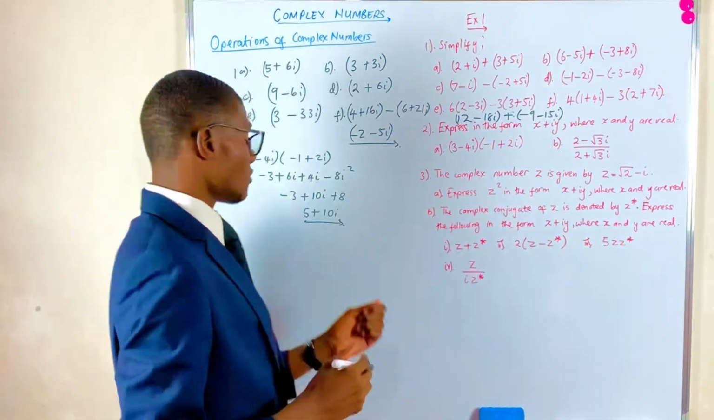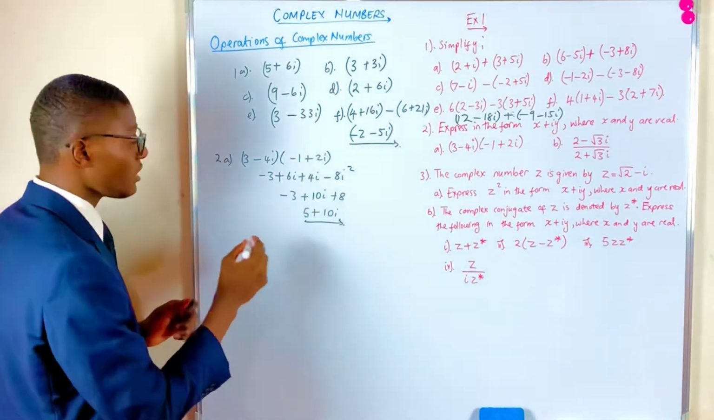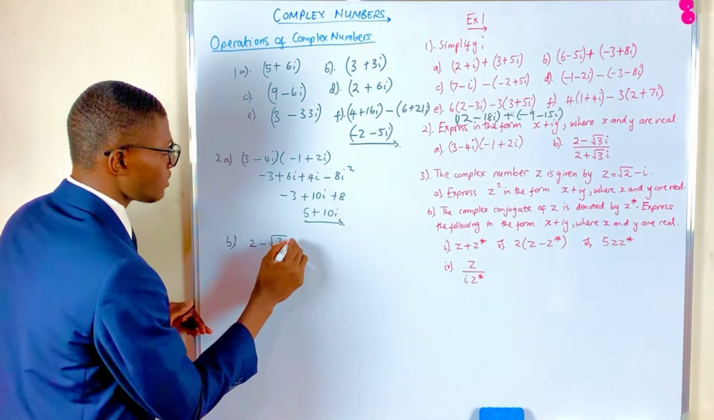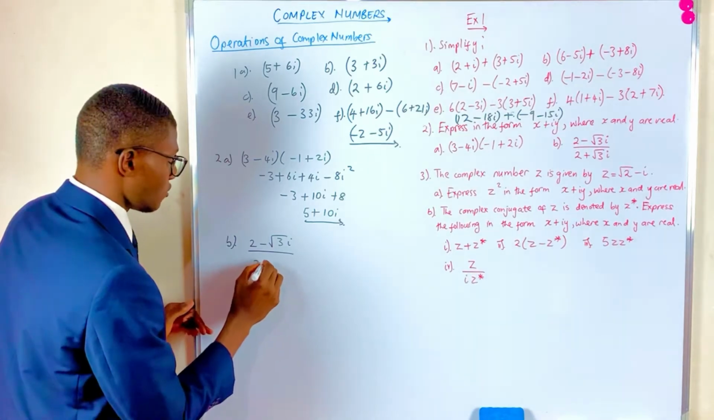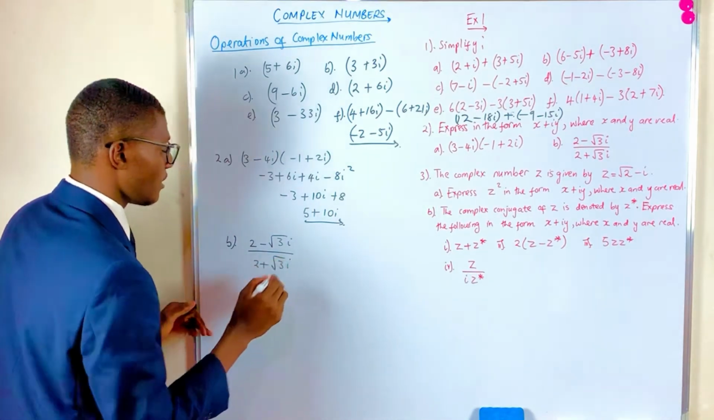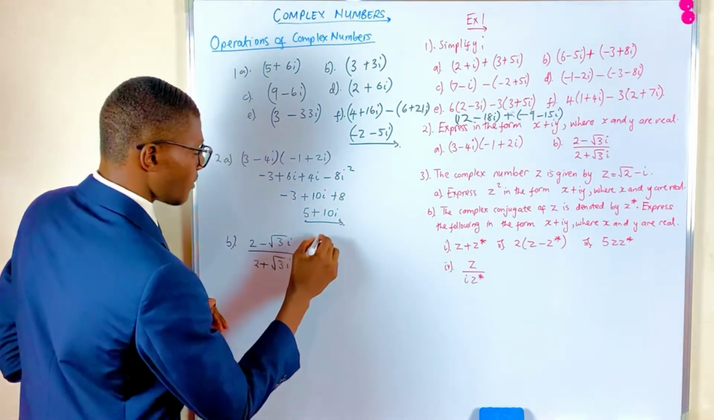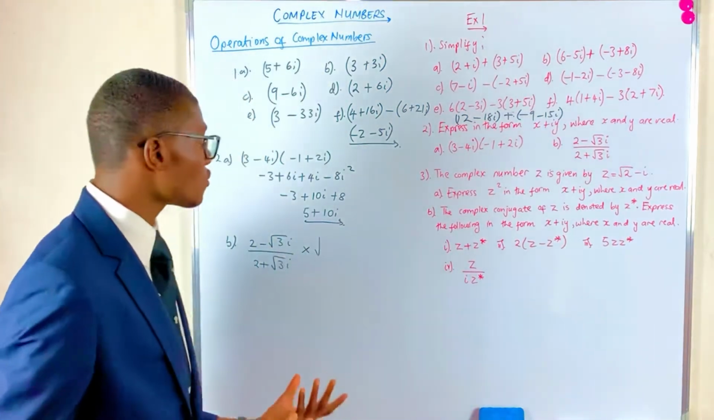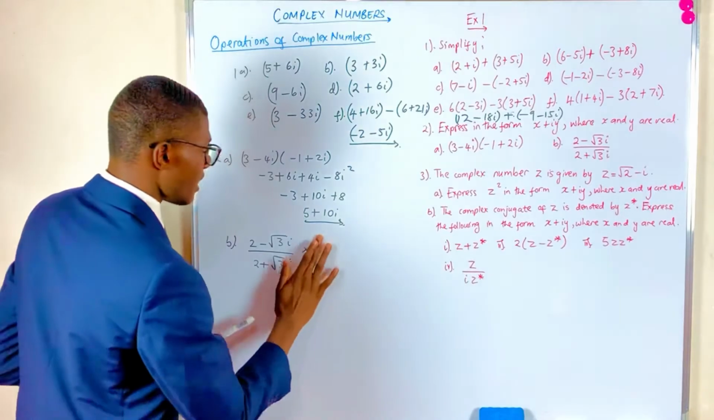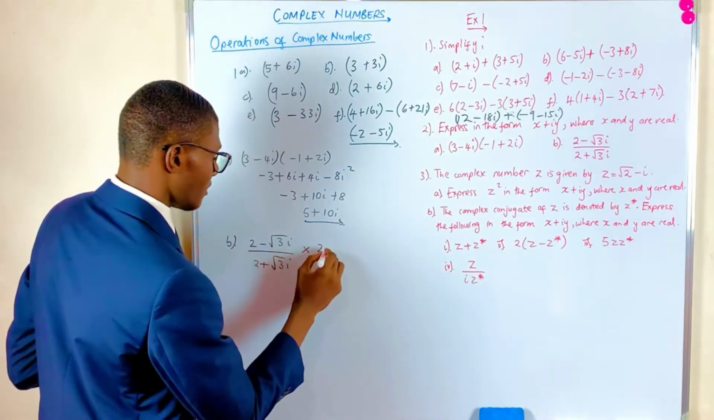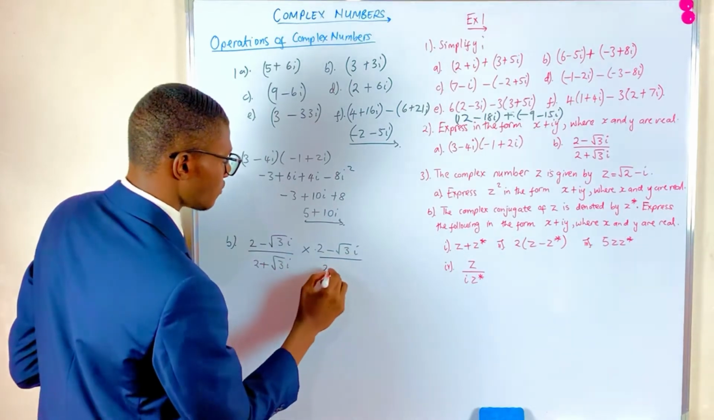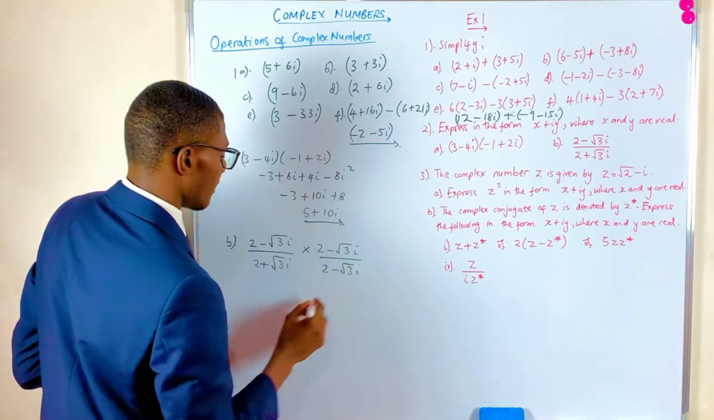Then simplifying 2b, we need to carry out the division of 2 root 3i over 2 plus root 3i. For division, we multiply both the numerator and the denominator by the complex conjugate of the denominator. So we're saying multiplied by 2 minus root 3i over 2 minus root 3i.